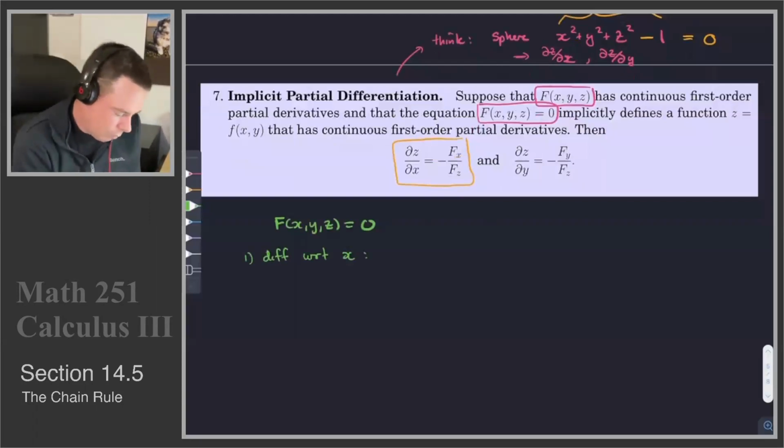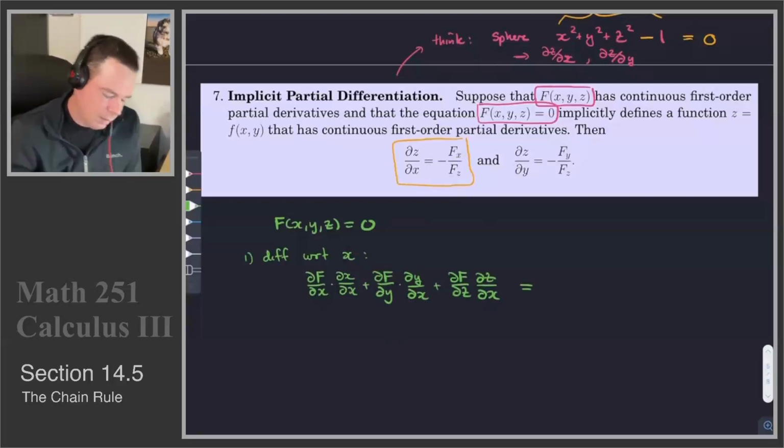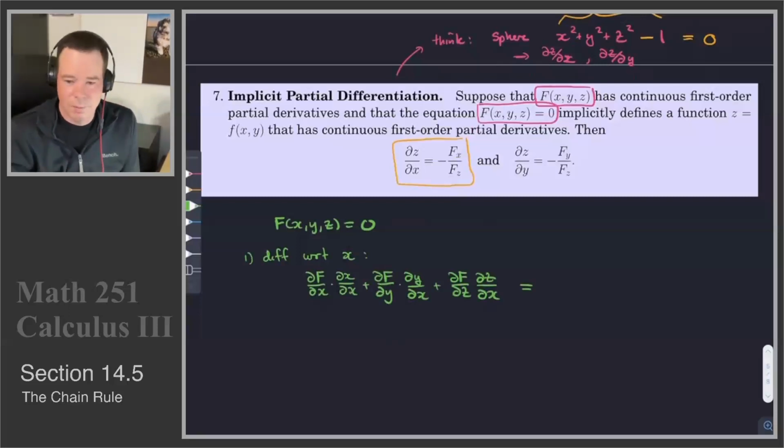So what we get on the right-hand side is the derivative of f with respect to x times the derivative of x with respect to x, plus the derivative of f with respect to y times the derivative of y with respect to x, plus the derivative of f with respect to z times the derivative of z with respect to x. And that's got to equal the derivative of the right-hand side.